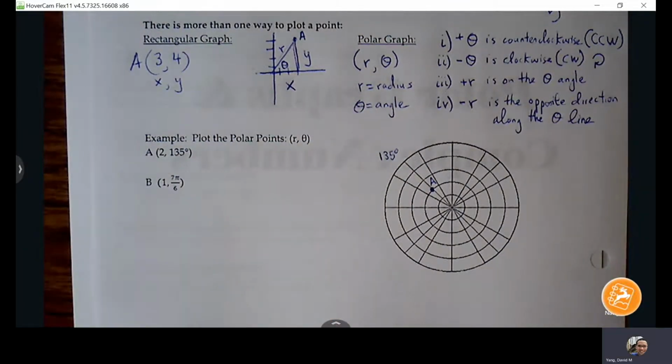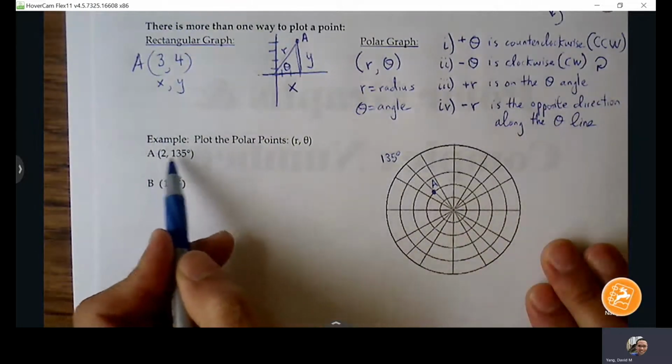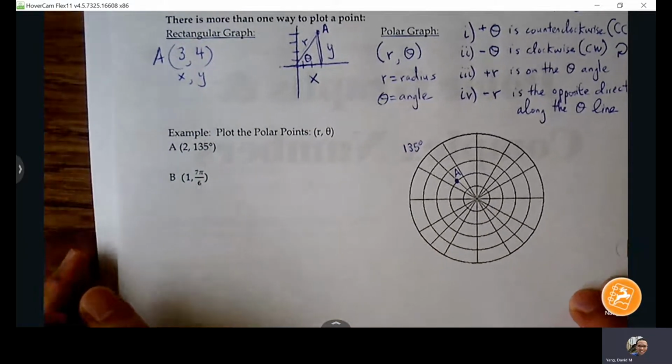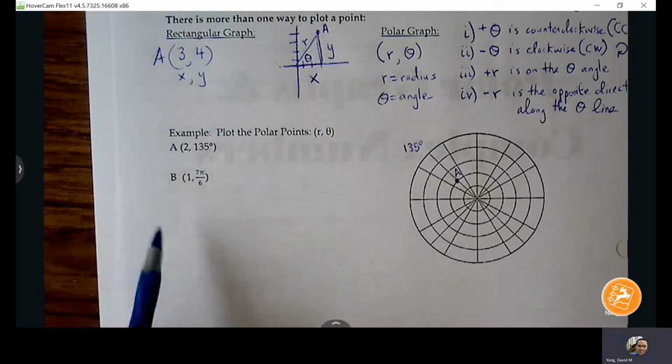Okay, any questions? So we're plotting a point, not using the X and Y value, but rather using polar points or polar information. Okay, let's see if we can plot point B.